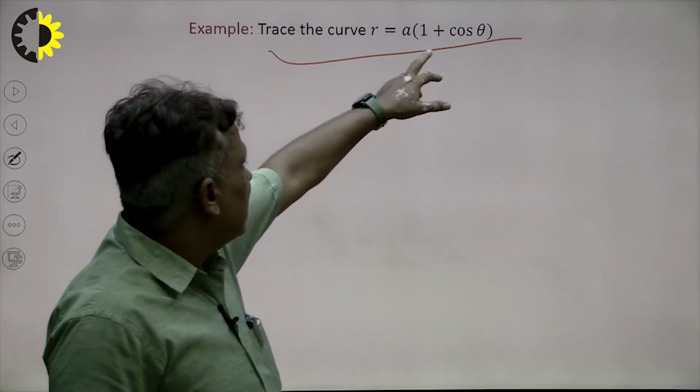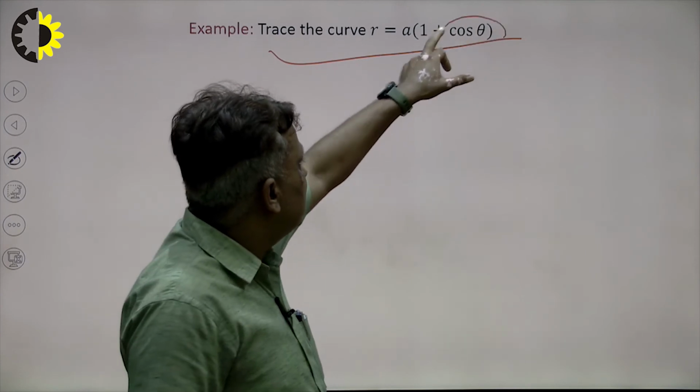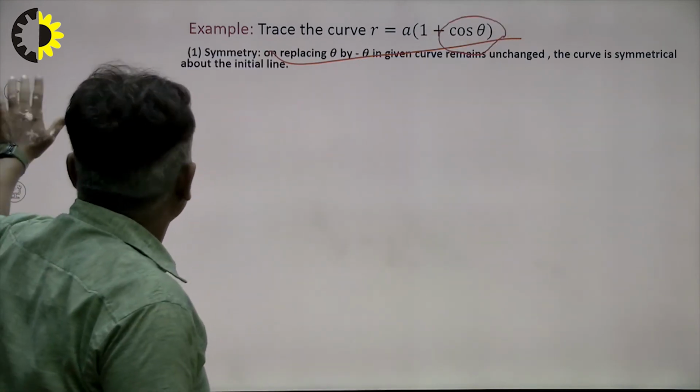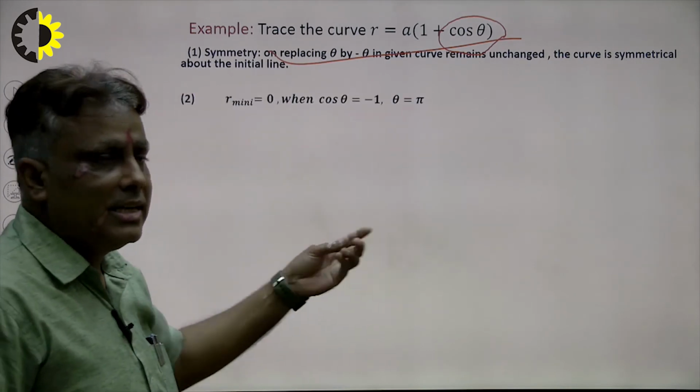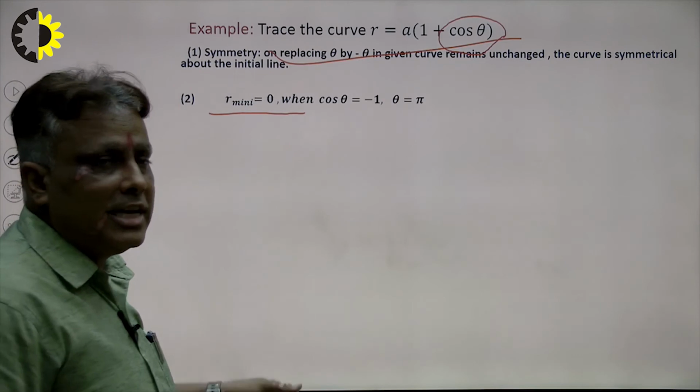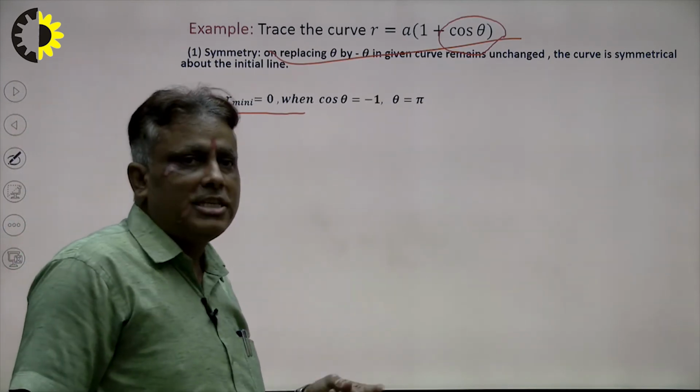This curve is symmetrical about the x-axis because there is no change when theta is replaced by minus theta. So this curve is symmetrical about the x-axis. Now calculate r minimum. r minimum depends on cos theta being equal to minus 1 here, right? So theta is equal to pi here.